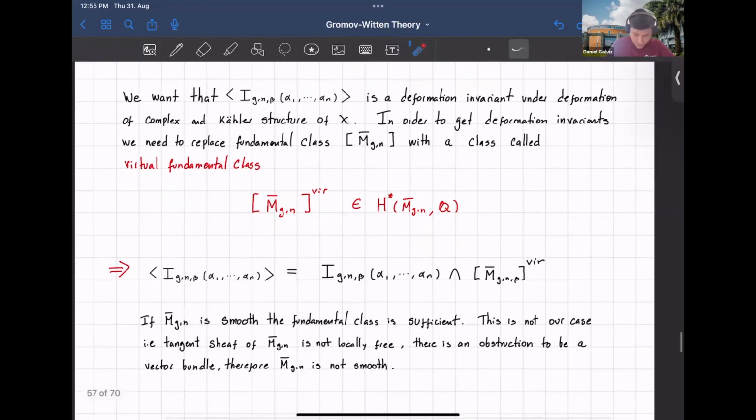As I say, if our moduli space is smooth, the fundamental class is sufficient. You don't need to define the virtual class, but this is not the case. The tangent sheaf of our moduli space is not locally free. There is an obstruction, basically what I was talking about, the dimension of this tangent bundle. It is not a vector bundle, therefore our moduli space is not smooth.